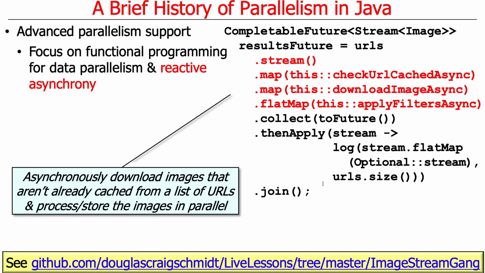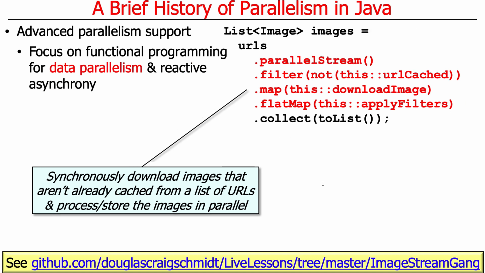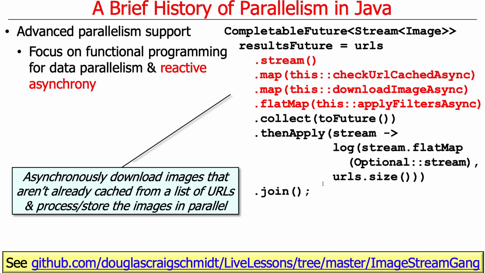Here are the same requirements implemented using asynchronous processing. Everything that says async uses completable futures to take a list of URLs and ignore the cached images, asynchronously download the images that are not cached, asynchronously filter and store the downloaded images, and then print the results. This approach is a bit more complicated to program than that approach, but it runs way faster. So that's the benefit of using these asynchronous models.